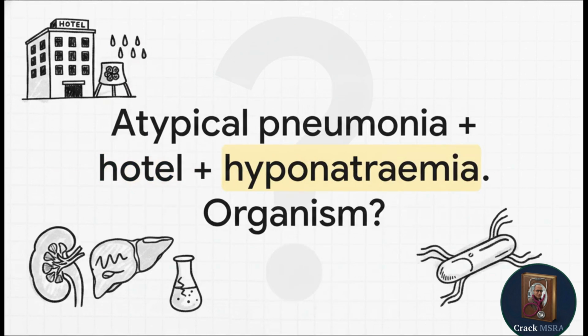Question 2. Spot those clues. A hotel stay, meaning water systems or air conditioning, plus those classic systemic fingerprints of low sodium, hyponatremia, and deranged liver tests. The most likely organism here is Legionella pneumophila.